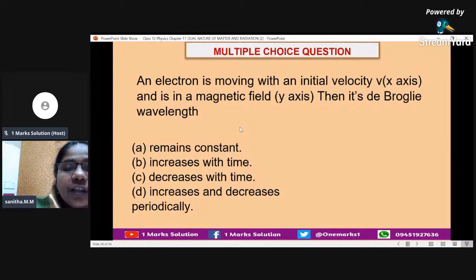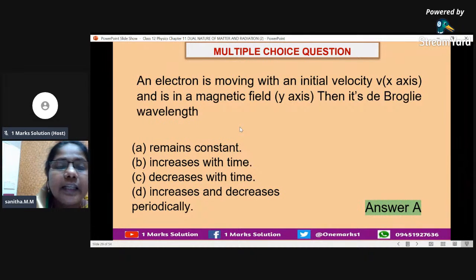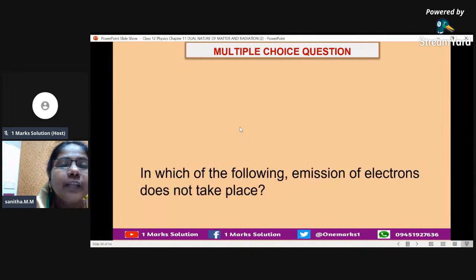Then what is the answer here? That de Broglie wavelength, is there any change? Here, V is not changing. The direction of V is not changing. If there is any change in V, then only the de Broglie wavelength also changes. Why? Because lambda is equal to H by mv. If velocity is changing, then de Broglie wavelength also changes. Here no change, so the answer is it remains constant. That is A. Now we'll go for the next question.